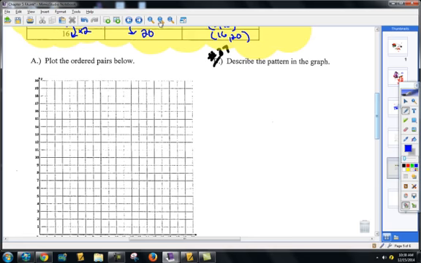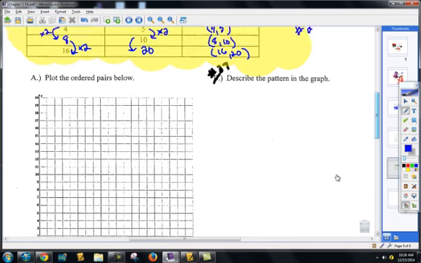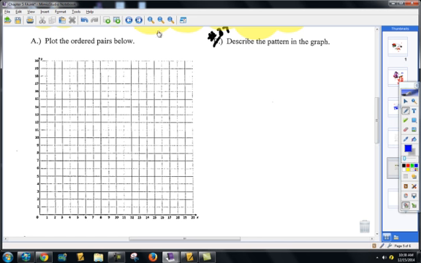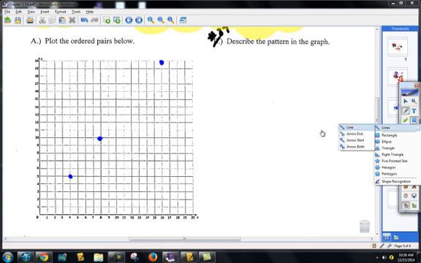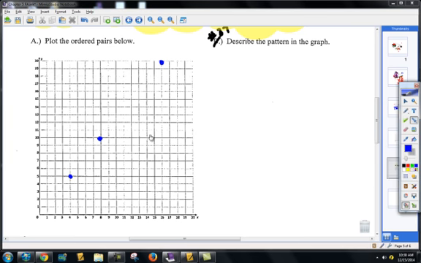This is going to be another check or X. Okay, so I need to plot 4, 5. So I'm going to go 4 over, up to 5. There's my first point. Over to 8, up to 10, right there. And then 16 up to 20 is right there. Okay, now we obviously need to draw a line through these. If you didn't, it's wrong.